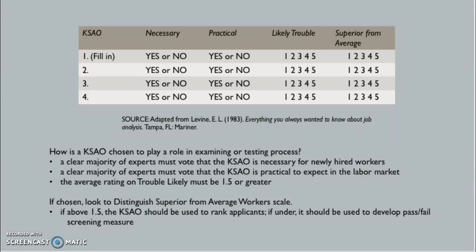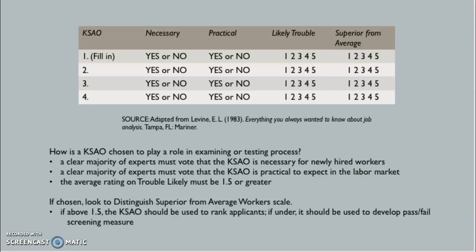of at least 1.5. If a KSAO meets all of these requirements, the analyst will look at the Distinguished Superior from Average Workers scale. If it is above 1.5, the KSAO should be used in selection or screening to rank applicants from most qualified to least qualified. If it is under 1.5, the KSAO should be used as a pass-fail, such as the ability to read. Yes or no, pass-fail. The PowerPoint provides an example.